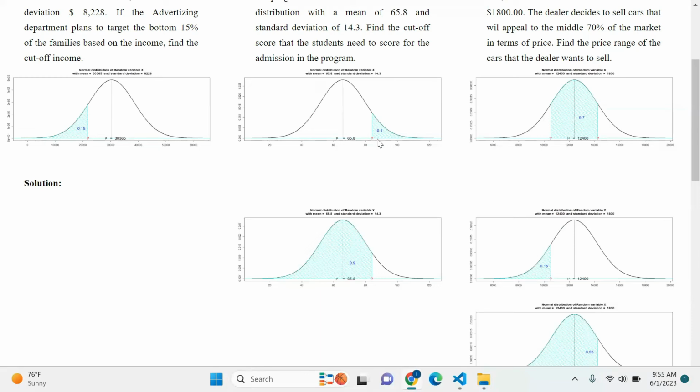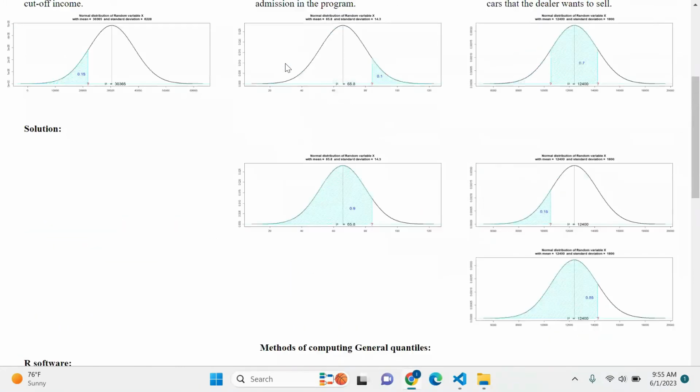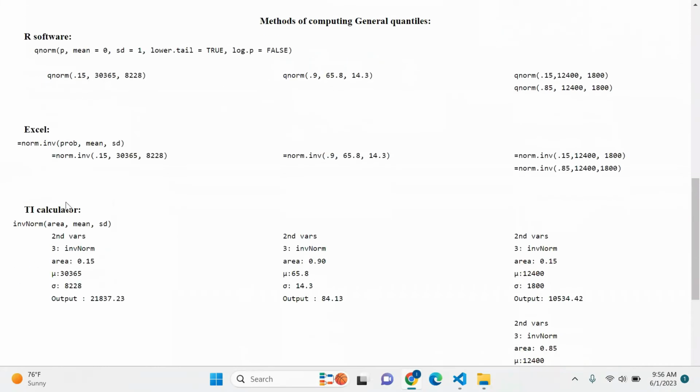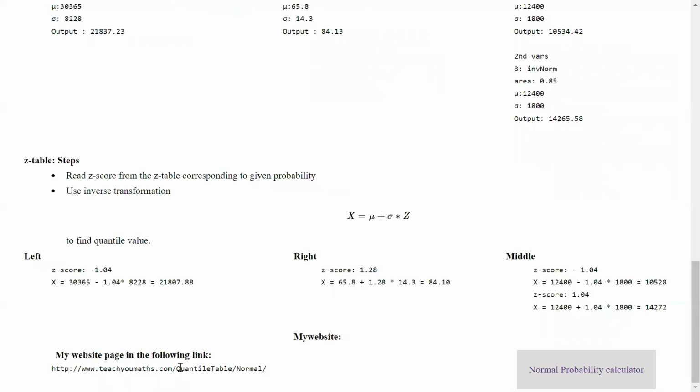Next, this is the probability 0.1 right, and this is the probability 0.7 middle. Here, 10% right is converted to 90% left, and here 70% middle is converted to 15% and 85% left, as shown in these graphs. Let's start computing these quantiles using R software, Excel, TI calculator, Z-table, and my website at this link.